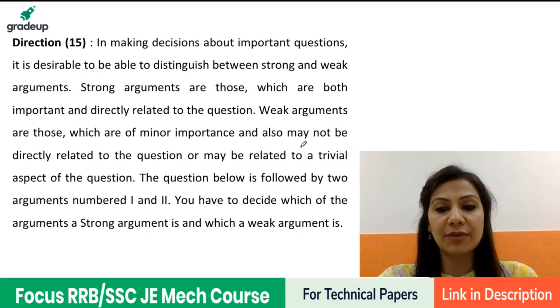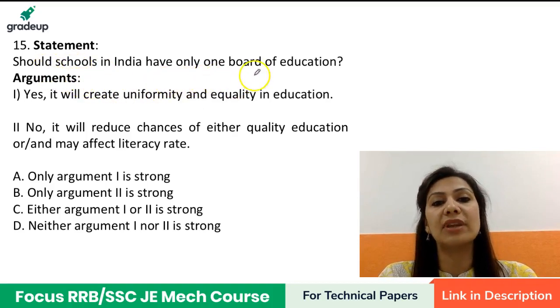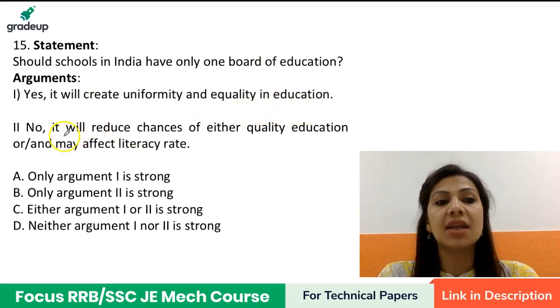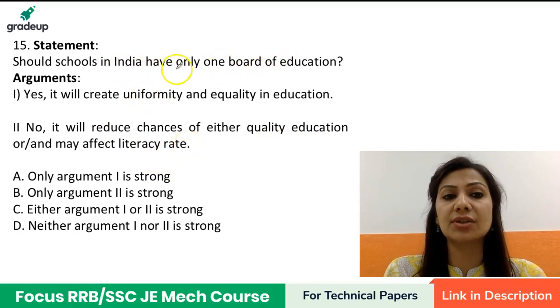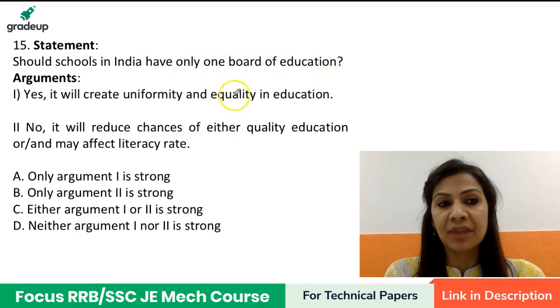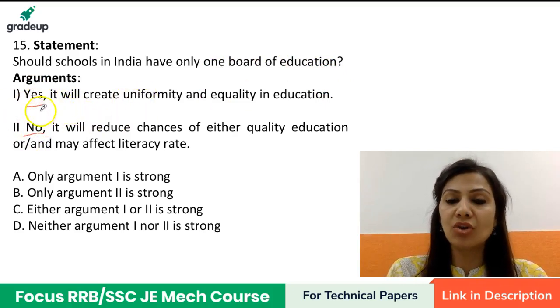So in question number 15, this is the information given. To decide exactly, we have one statement followed by arguments. You have to select which argument is exactly correct, which one is the strong argument. First, you are given: should schools in India have only one board of education? Argument one: yes, it will create uniformity and equality in education. Argument two: no, it will reduce the chance of quality education and may affect the literacy rate. So this is the question which asks whether schools in India should have only one board of education. This yes or no will not decide which argument is strong. Yes or no is just a point.